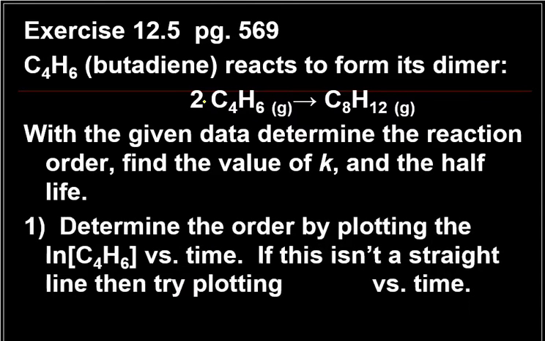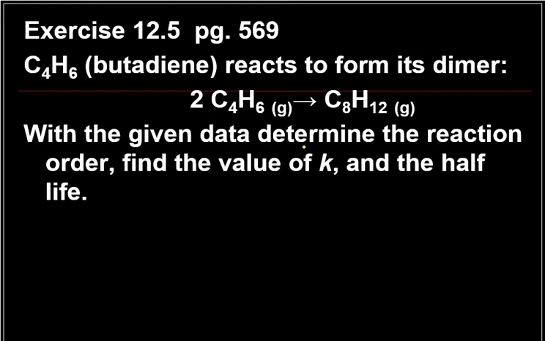Okay, so here we've got an example of what they call a dimer. This molecule forms basically two of them fused together, if you will, and it forms a dimer, which is just basically double of the original molecule. It says, given the data, determine the order. So they're not telling us to verify a particular order, they just want us to figure out what the order is. Then they say find the value of K and the half-life. So we've got a little bit of work to do here.